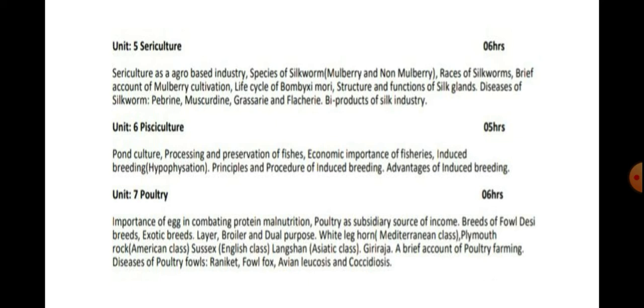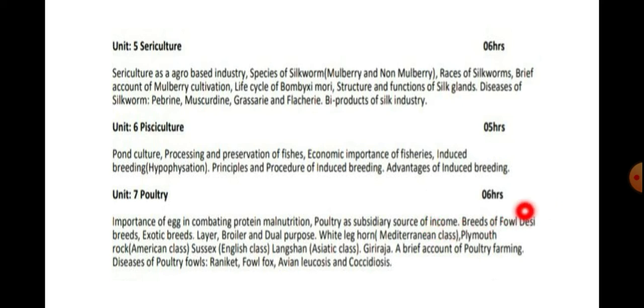And then coming to unit 7, poultry. It is for 6 hours. Poultry, you know what is poultry? It is raising or rearing of birds commercially or domestically for the purpose of meat, eggs, feathers, okay, etc. And here you can study the importance of egg in combating protein malnutrition. You know, egg is one of the protein-rich diets, okay, which can be given to poor people who have a malnutrition problem. And then poultry as a subsidiary source of income. It can be used as a source of income as well.